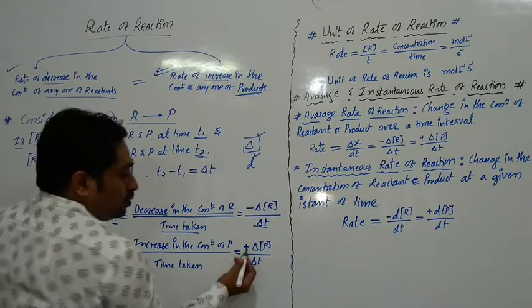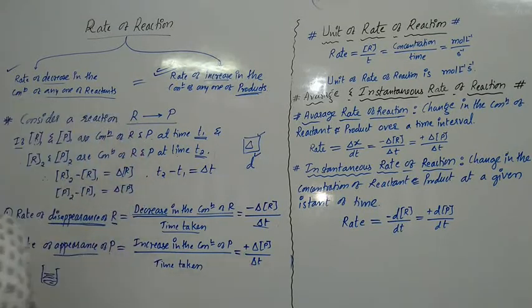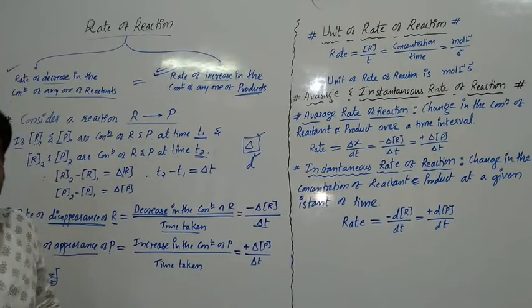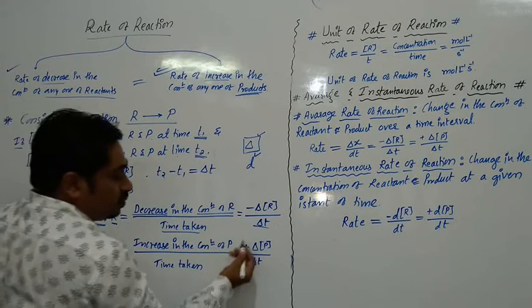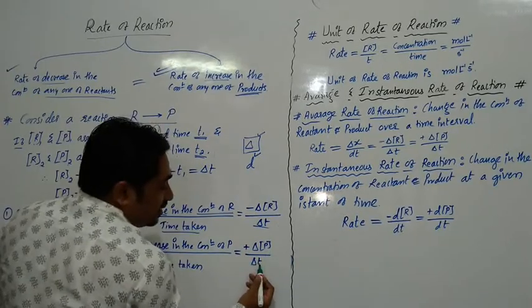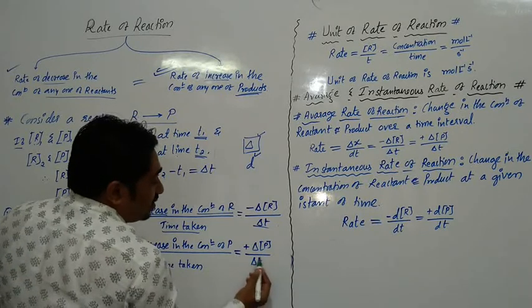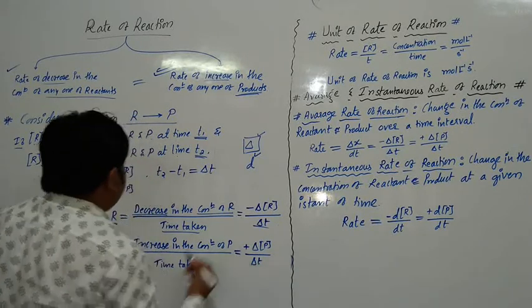This is equal to plus. What does plus indicate? The positive sign indicates that the concentration of product goes on increasing, so I have used the positive. Delta P divided by delta T. So delta P indicates the concentration of product and delta T indicates the change in time.